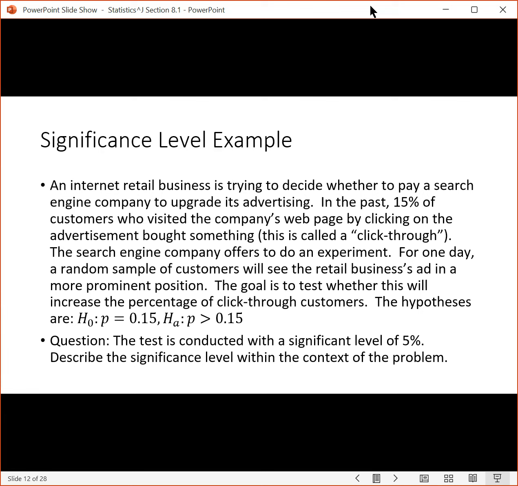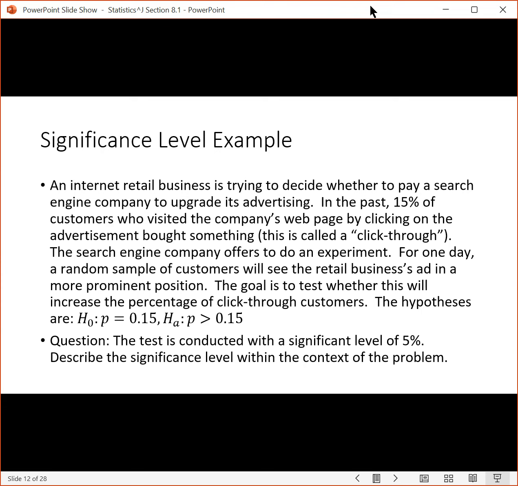So let's look at an example here. An internet retail business is trying to decide whether to pay a search engine company to upgrade its advertising. In the past, 15% of customers who visited the company's website by clicking on the advertisement bought something. This is called a click-through.